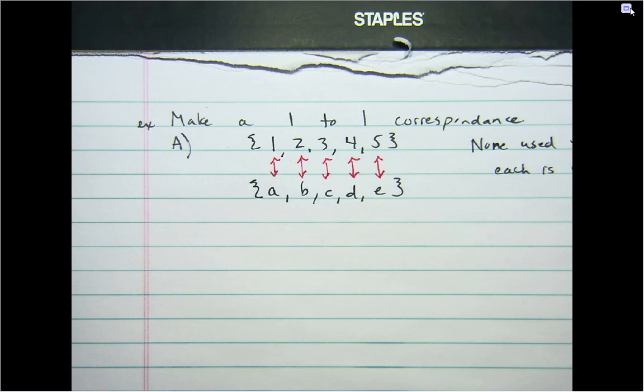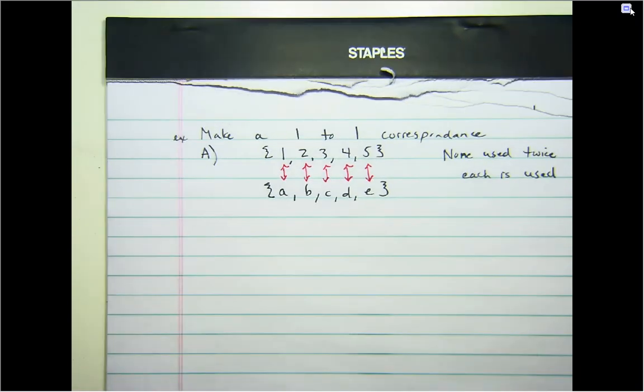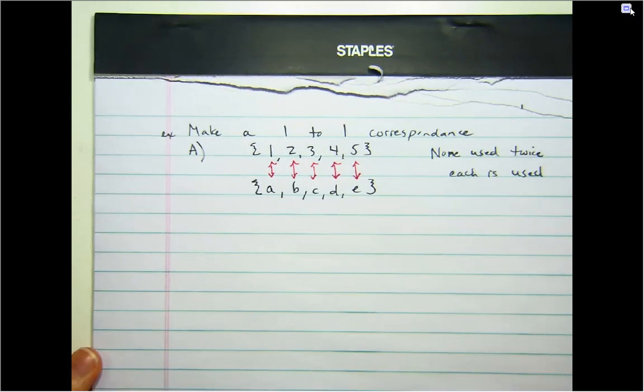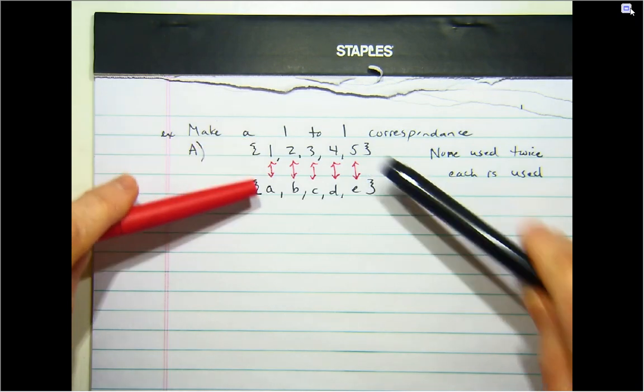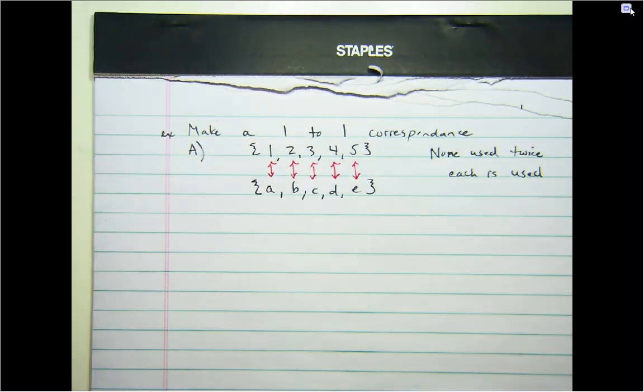Now, you wouldn't have to have the one with the A. You could put the 1 with the E and the 5 with the A, or mix it up however you want. It's just a little easier to follow the arrows if they are straight up and down.